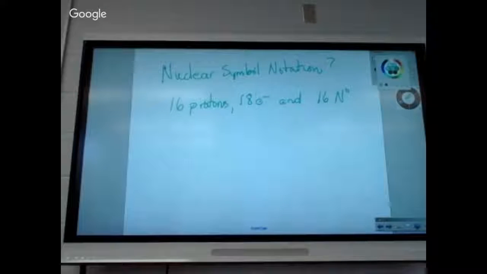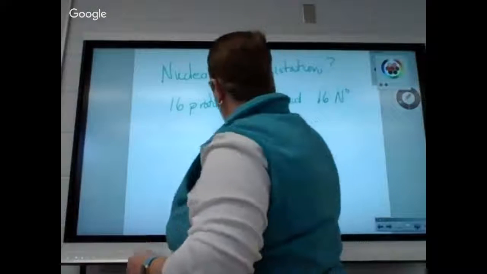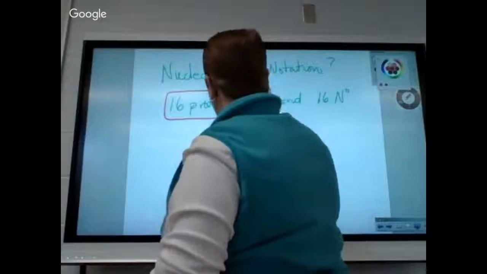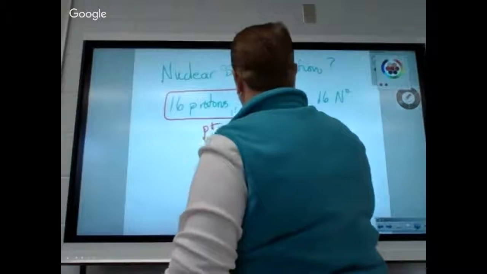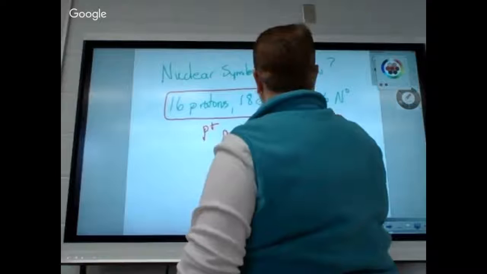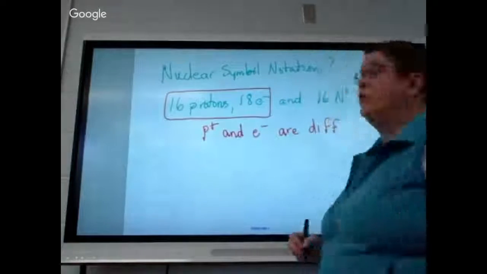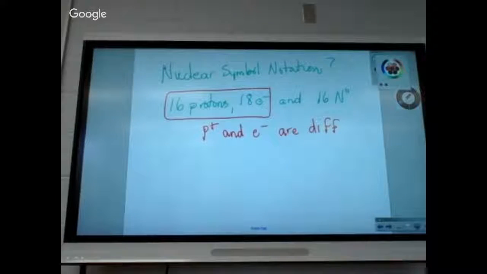All right. How is this different from what we did on Thursday? Does that look different from what we did on Thursday, or does it look the same? The protons and electrons are different. There you go. Okay. You have to recognize that the protons and the electrons are different. And on Thursday, they were the same. Okay? So if the protons and the electrons are different, are we going to have an atom or an ion? It's going to be an ion.